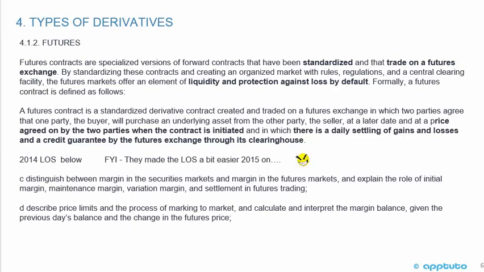Formally, a futures contract is defined as follows. A futures contract is a standardized derivative contract created and traded on a futures exchange in which two parties agree that one party, the buyer, will purchase an underlying asset from the other party, the seller, at a later date and at a price agreed on by the two parties when the contract is initiated, in which there is a daily settling of gains and losses and a credit guarantee by the futures exchange through its clearinghouse.